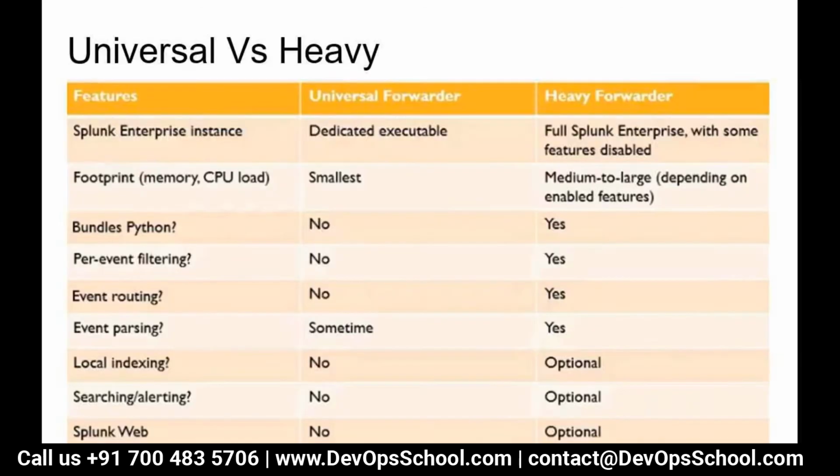Let's look at more. Look at this here. Splunk Enterprise instance, footprint memory, CPU load, bundled Python, pre-event filtering, event routing, event parsing, local indexing, searching and alerting, and search web. Whereas it says no, yes, no, yes, optional, and all stuff like that. So these are the major differences which we have between the universal forwarder and heavy forwarder. Depending upon your requirement, you set all this stuff up. Am I making sense now? Yeah, Rajesh, yeah.